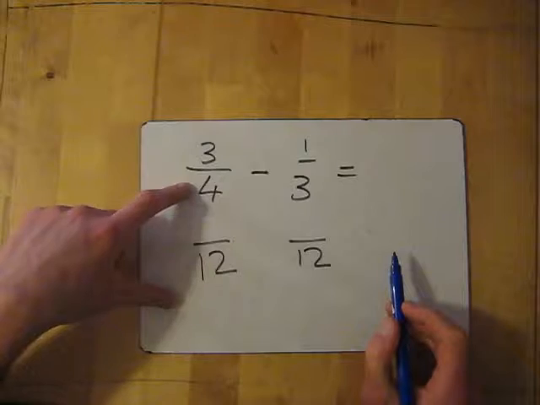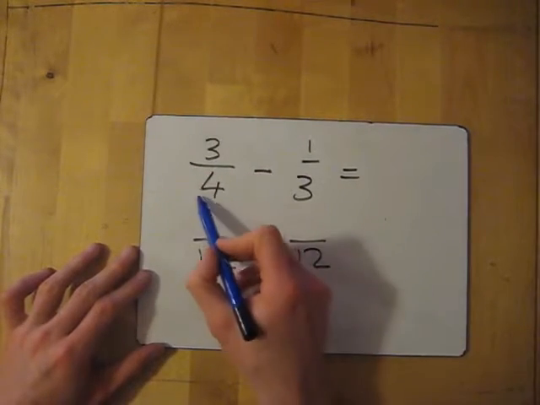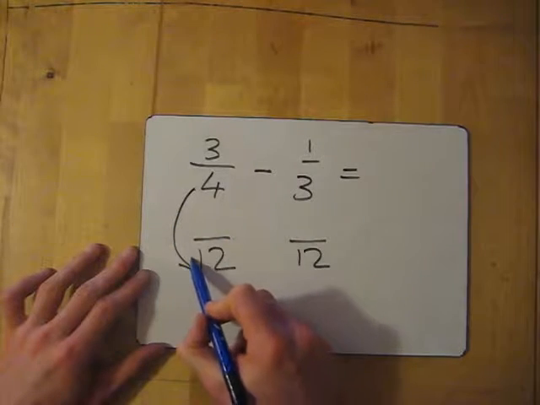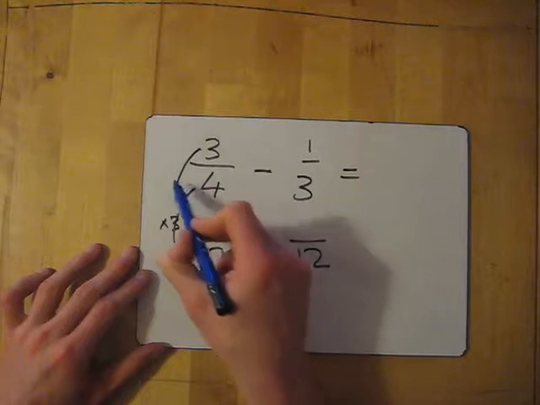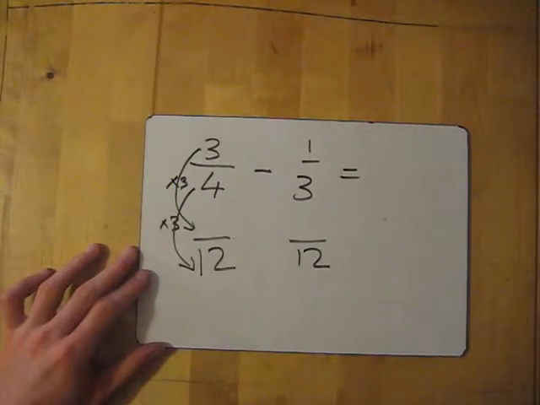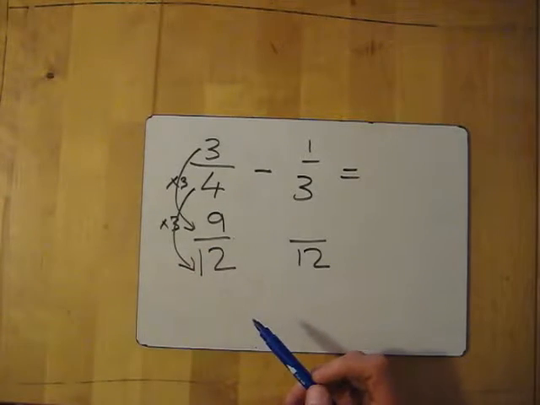Now we need to convert these fractions into twelfths. So what have I done to get from 4 to 12? I've times by 3. So that means I have to times the top by the same. So 3 times 3 gives me 9. So 3/4 is the same as 9/12. It's the equivalent.